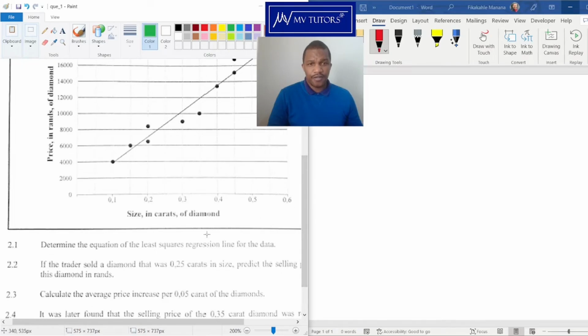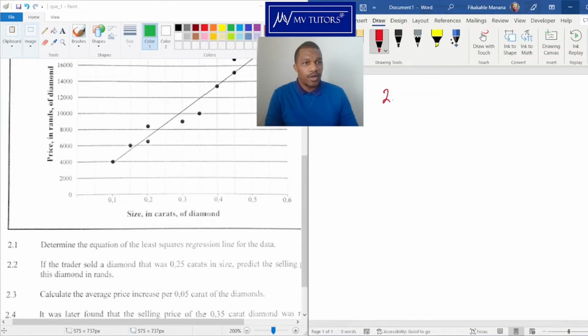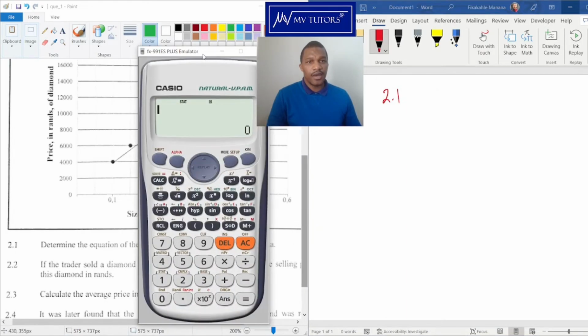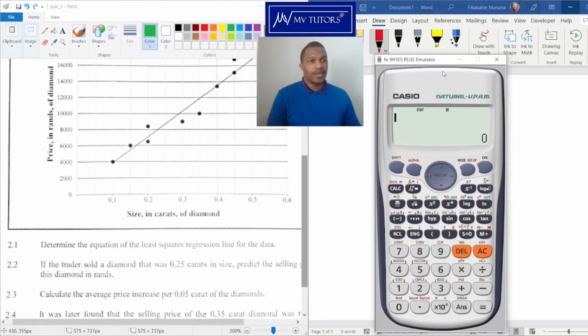This question is not very clear, but I'll try my best to read what it says. It says determine the equation of the least squares regression line for the data. So they pretty much want us to find the equation of this line. That's going to be 2.1. What we need here is a calculator to do this really. So we're going to grab our calculator right here.